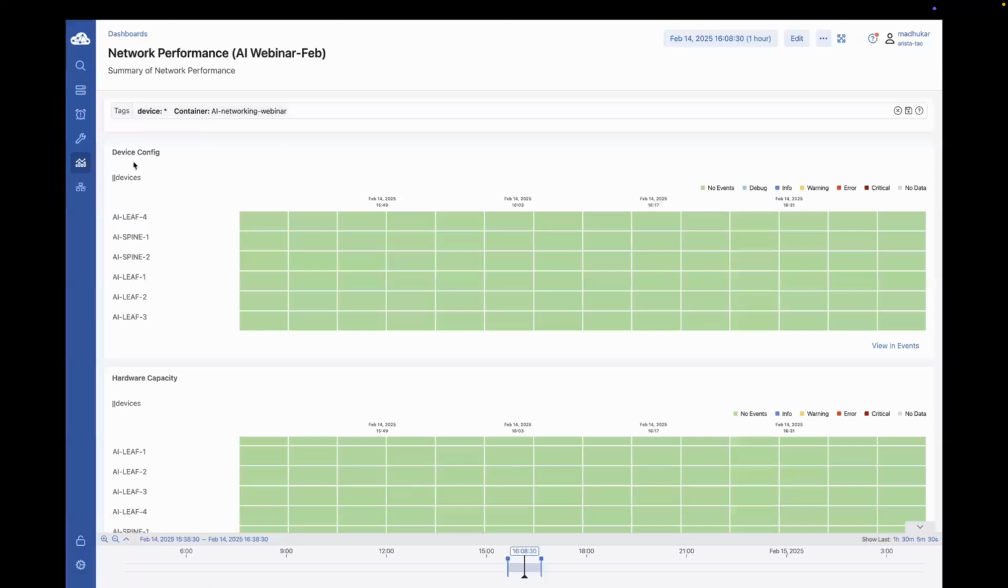The first one is the device config event. We see that it's all green. That means there were no config changes reported on any of the leaf or spine devices during the time of the issue.